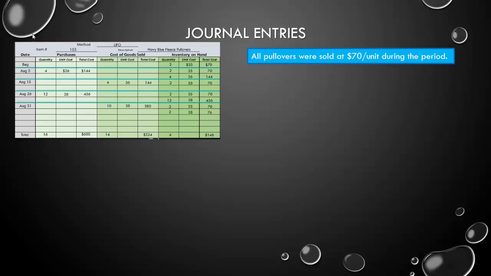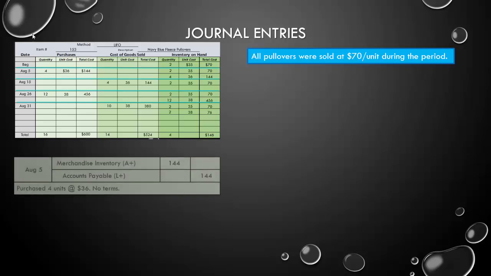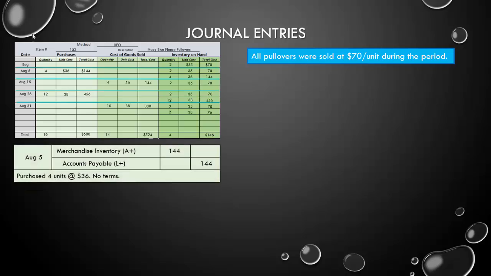So let's bring over our perpetual inventory record for item number 153, and please keep in mind that whenever we made a sale, we sold them for $70 per pullover. Well, the first journal entry we would have had to record was on August 5th when we made this purchase of 4 units at $36 a piece. Let's assume there's no terms on this transaction to keep things simple.